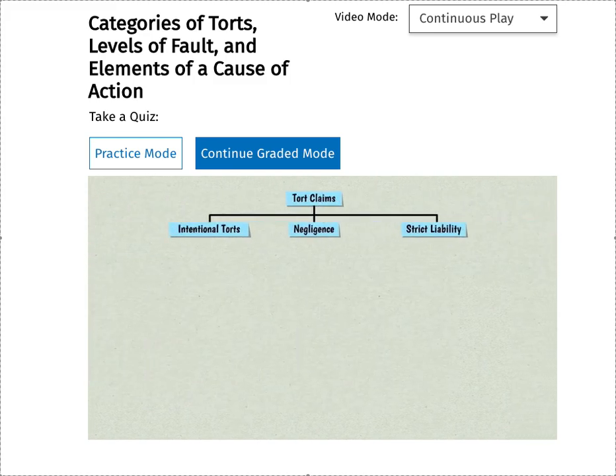Instead, courts and scholars have found it useful to divide tort claims into three separate categories of potential liability: intentional torts, negligence, and strict liability. These three categories correspond to differing levels of intentionality or fault that a plaintiff must establish in order to hold a defendant liable for the particular tort.